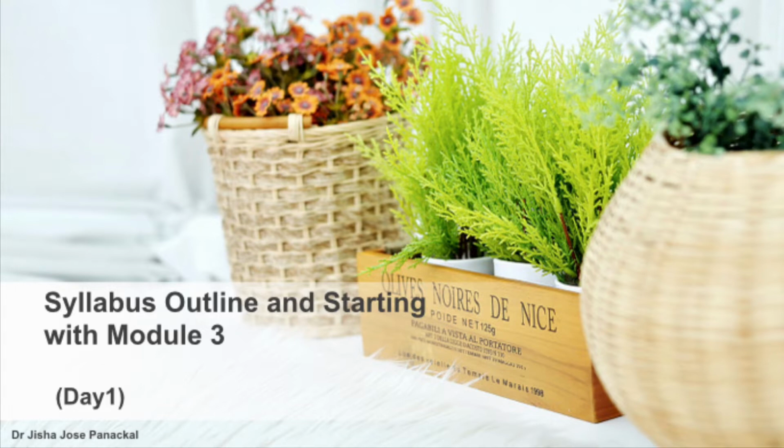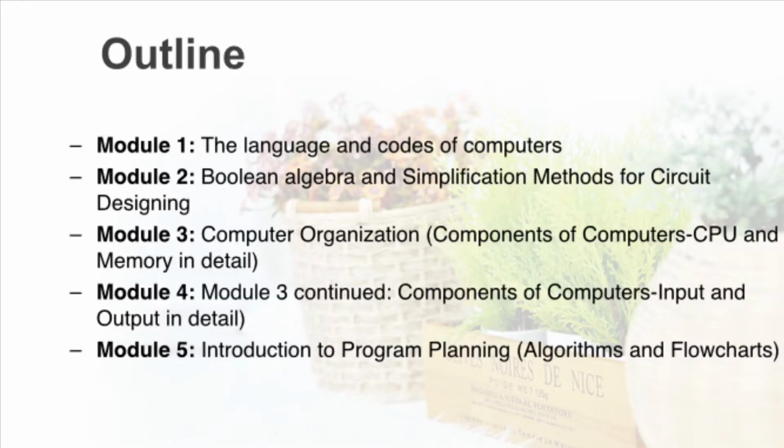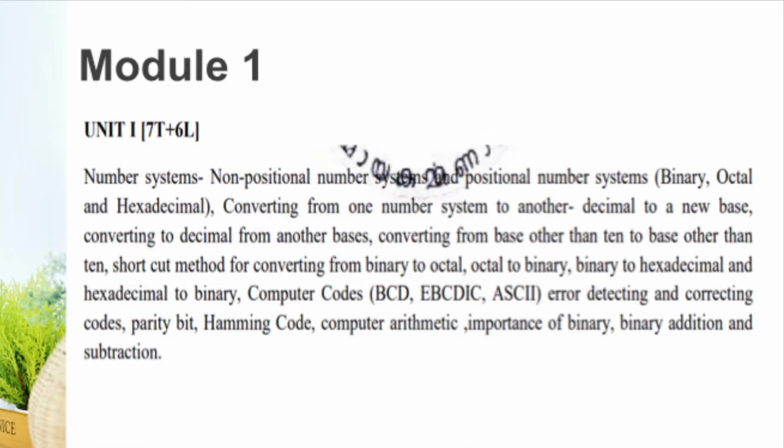Let us start our first semester subject as per the syllabus. I will give you an outline about the topics we are going to cover under the topic Computer Fundamentals. The paper is divided into 5 units, generally called modules. Module 1 is intended to cover the basics of number systems and computer codes.